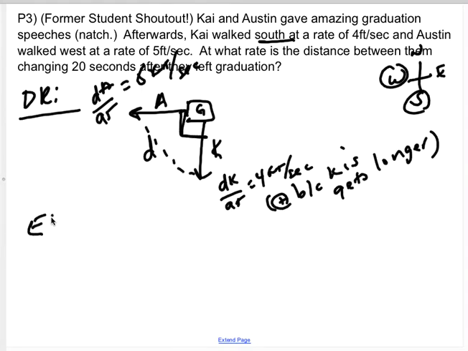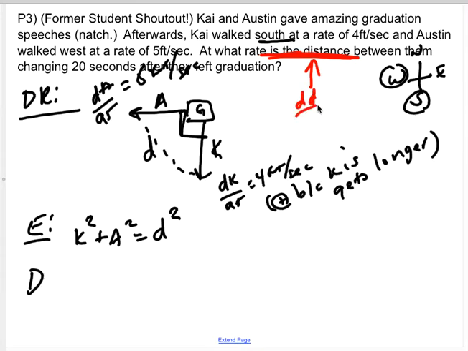So when I write my equation, K squared plus A squared equals D squared, right? The thing I'm asked to find is the rate of change of the distance. So the thing I'm asked to find is dD/dt at the moment when time is 20 seconds. And we're going to talk about what that does to the lengths of the sides in a sec. So at the moment when time is 20.